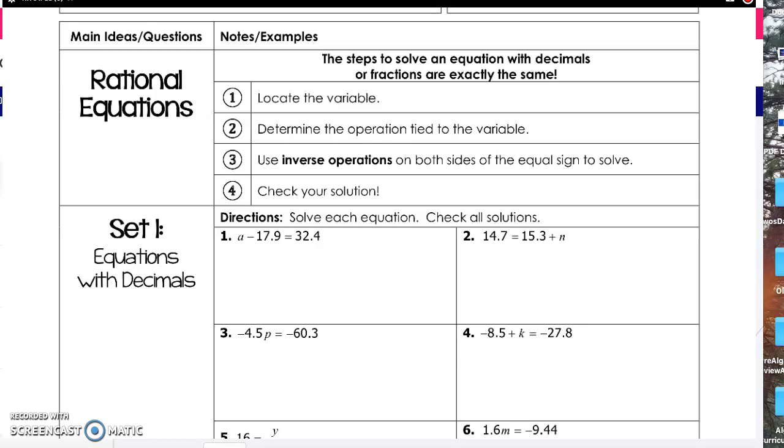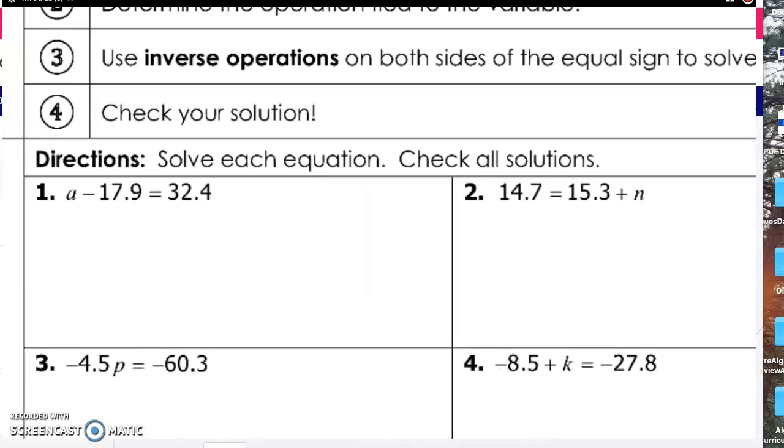This video will cover notes page 3-3. So we are still solving one-step equations, but now we will be doing decimals and fractions. So 3-3 is only decimals, and then 3-4 is the fractions. So you still do the same exact steps.